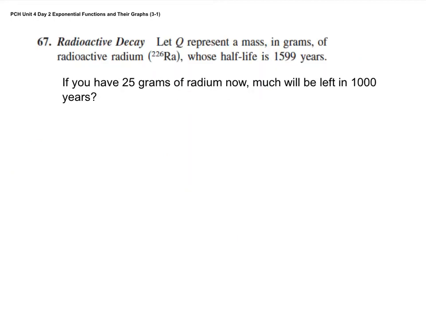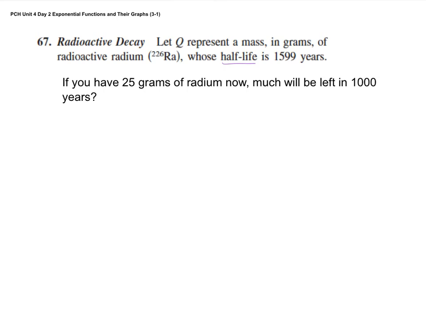Now let's take another look at an example of one that you've probably worked with in the past, but I want to relate it to our formula here. We have a half-life of 1,599 years for this radioactive radium. We have 25 grams of radium right now. How much will be left in 1,000 years? Okay, well, it's not 1,599 years, or else this would be an easy solution. There would only be 12.5 grams left.